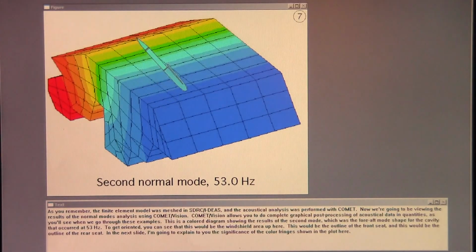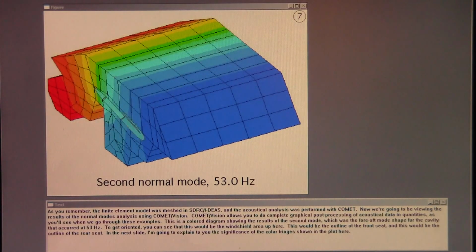This is a colored diagram showing the results of the second mode, which was the fore-aft mode shape for the cavity that occurred at 53 Hertz. To get oriented, you can see that this would be the windshield area up here. This would be the outline of the front seat, and this would be the outline of the rear seat. In the next slide, I'm going to explain to you the significance of the color fringes shown in the plot here.